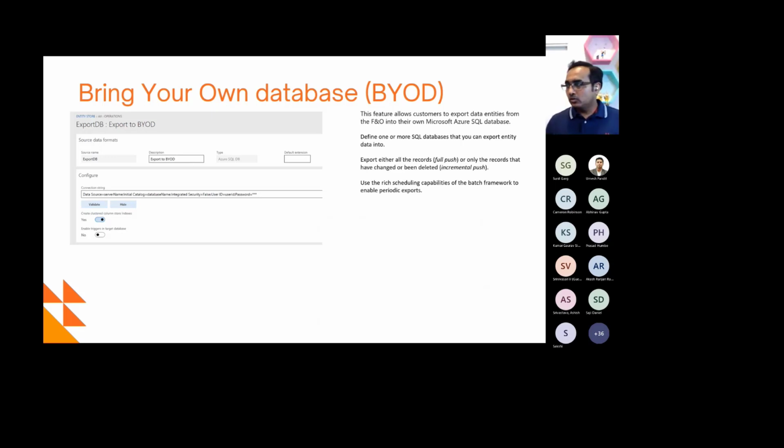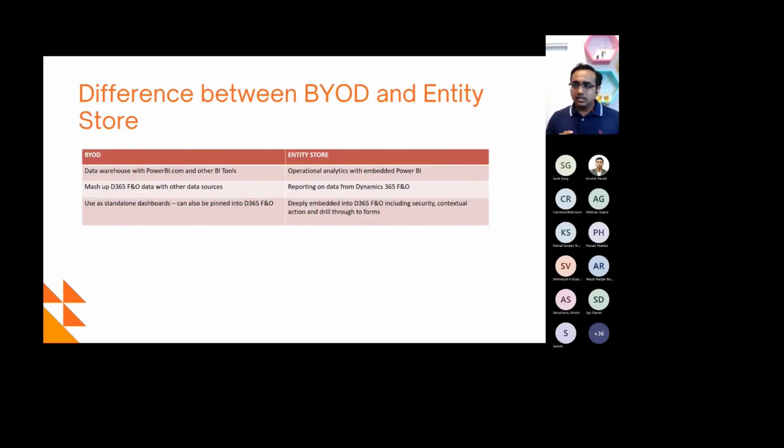So the difference between BYOD and entity store is that BYOD is having the data of your data entities, which is a normalized view of your data, while entity store is having the view of the data which is optimized for reporting purposes. BYOD can provide you capabilities to mash up your data with external data sources, while the entity store data is purely made of data which is generated by finance and operations. So these are a few key differences between BYOD and entity store.